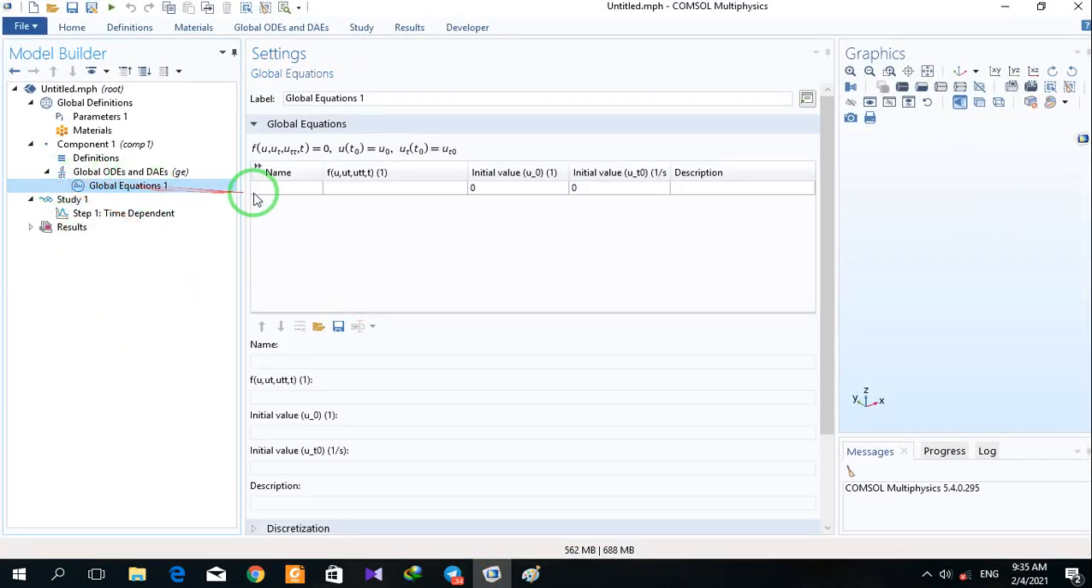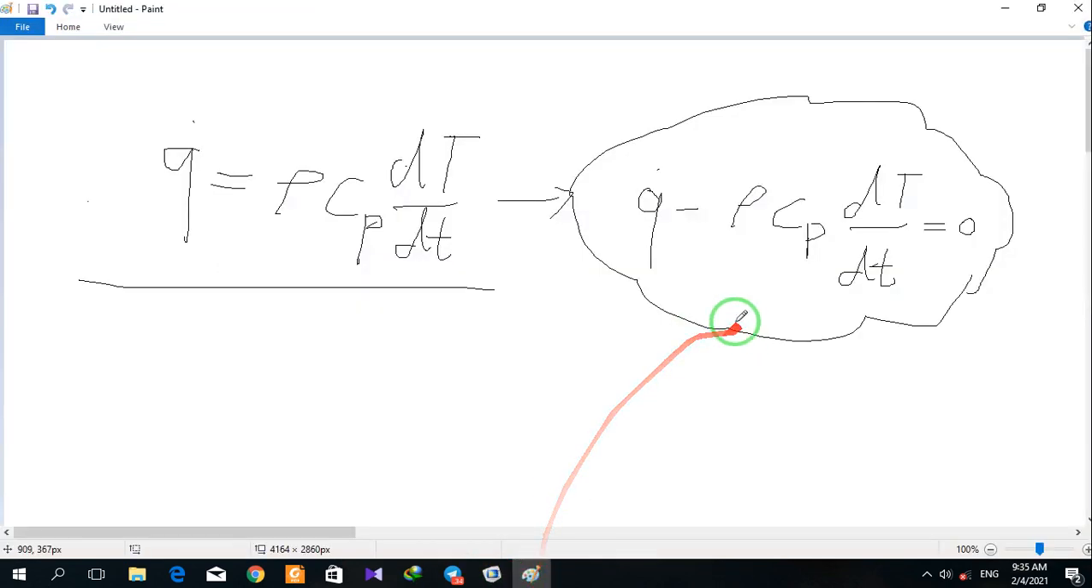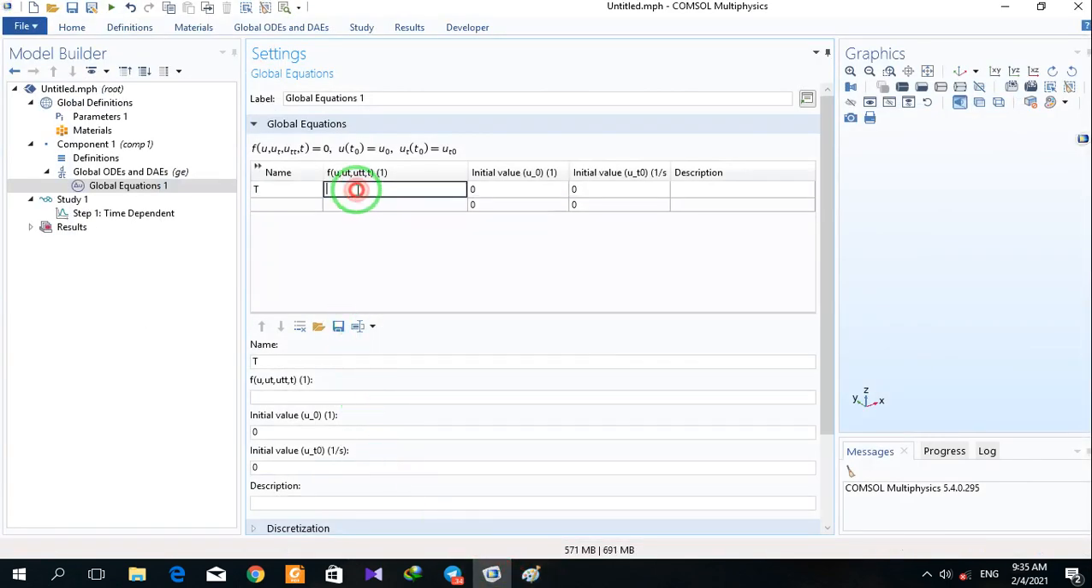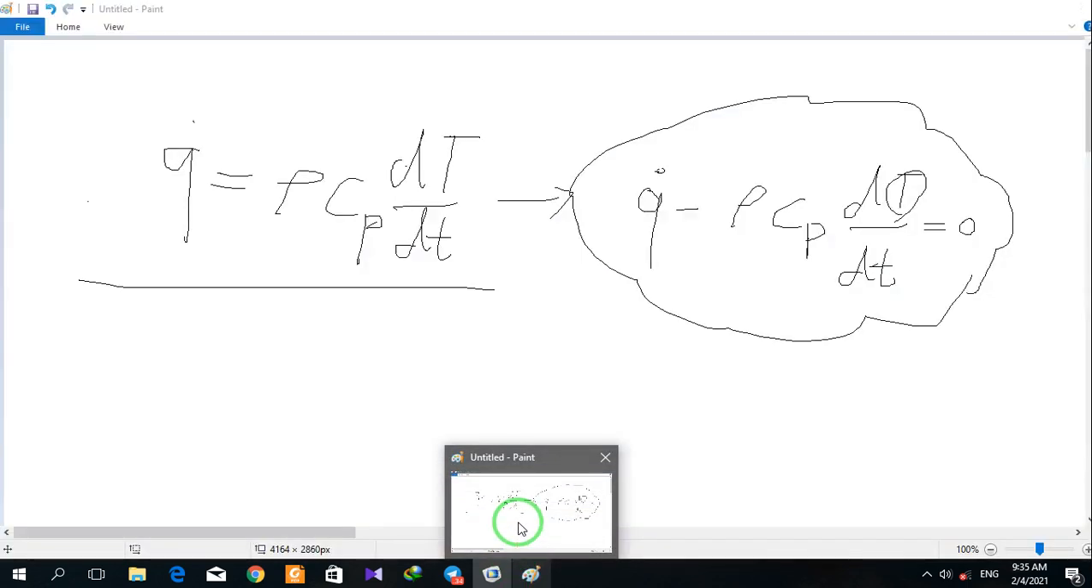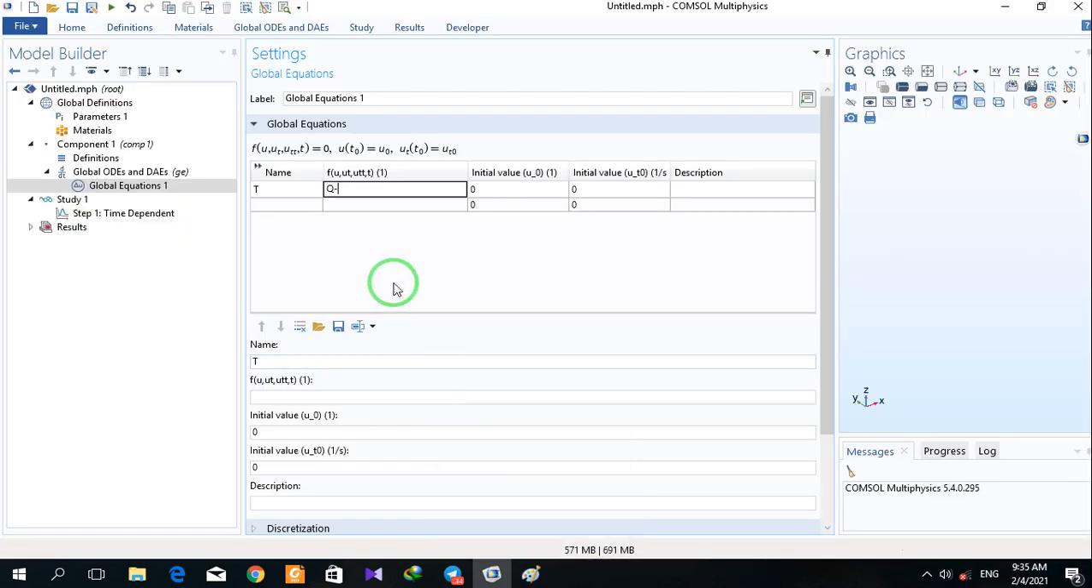I use this equation to solve by this technique. I define here my dependent variable, which parameter changes with time. It is temperature. And here I define my equation. Okay, I define Q minus rho Cp dT per time. It is a dependent variable, and it is the first derivative term of this one.